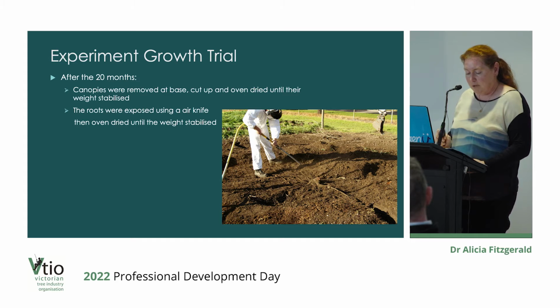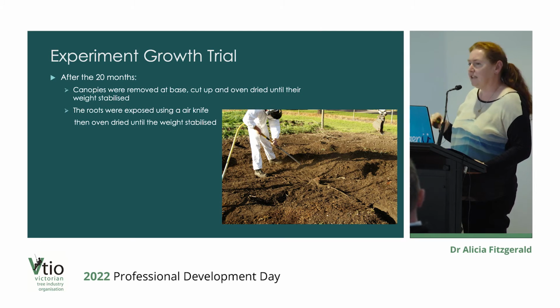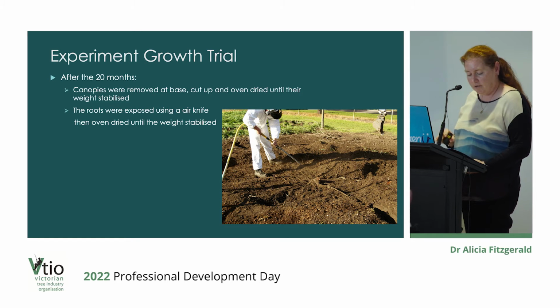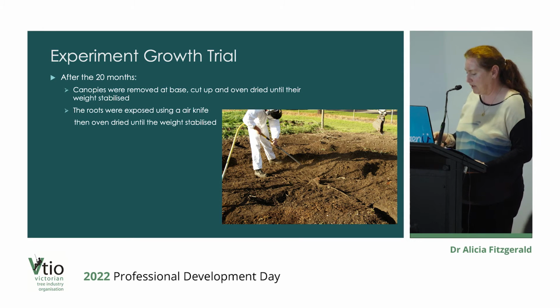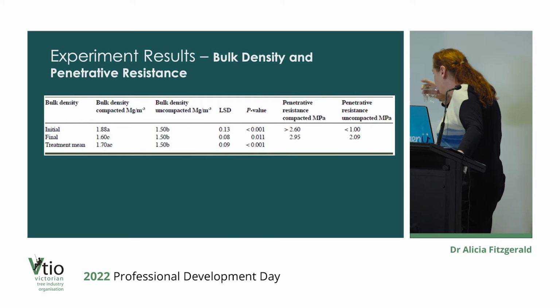So the canopies are removed at ground level, and I had to cut them up, put them in big paper bags, and then dry them in big industrial ovens until their weight stabilised. And the root systems, we excavated them using an air knife and then sensitively lifted them, and then they were oven dried again till their weight stabilised.